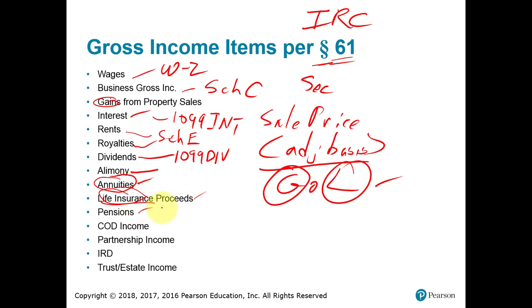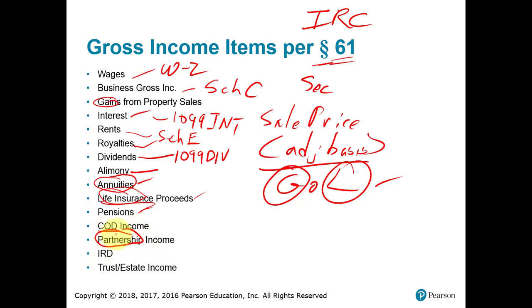Pension income, by definition, is a benefit paid by the employer. We'll talk more about pension income being taxable in future chapters. Again, here's the cancellation of debt. Could possibly be excluded, but the general rule is that it's includable or taxable.